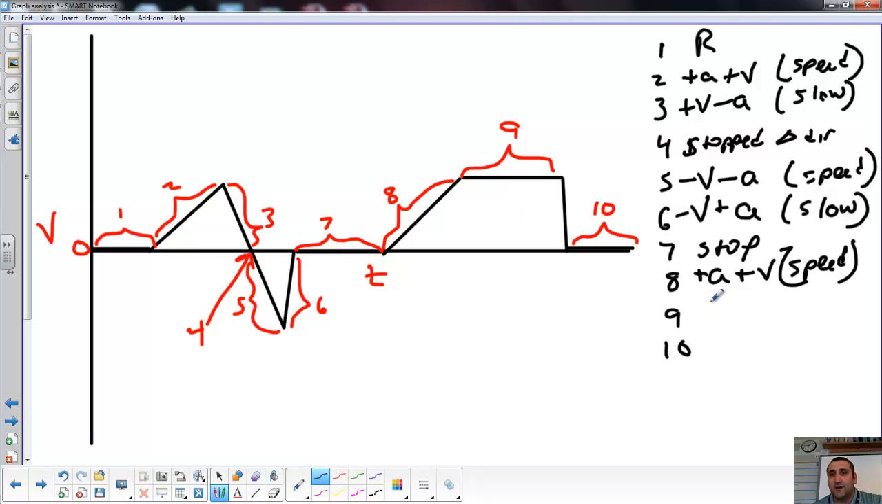9, constant positive velocity, because between here and here you're not changing your speed. And then 10, you are at rest or stopped.